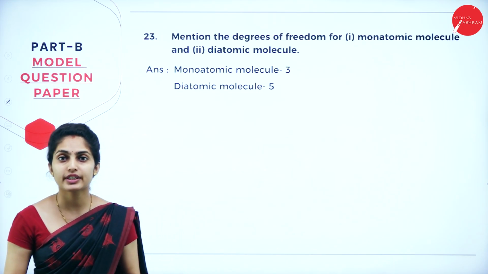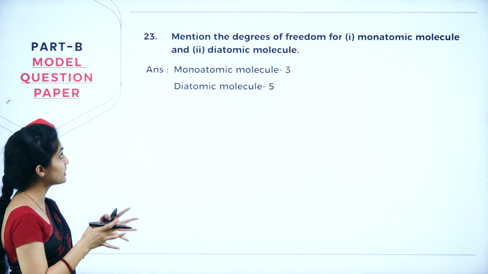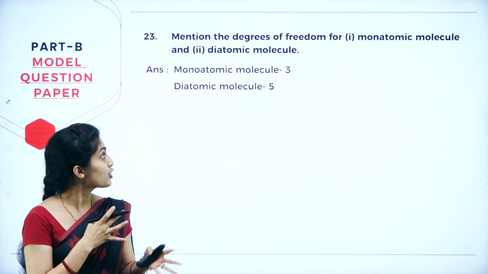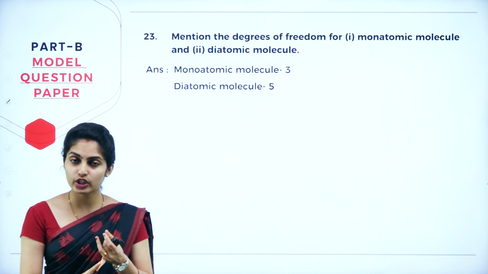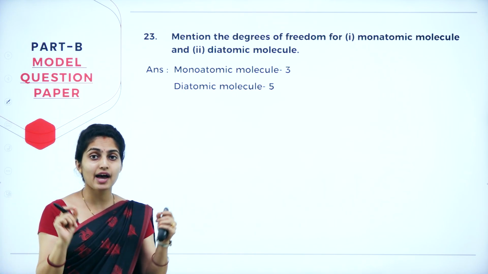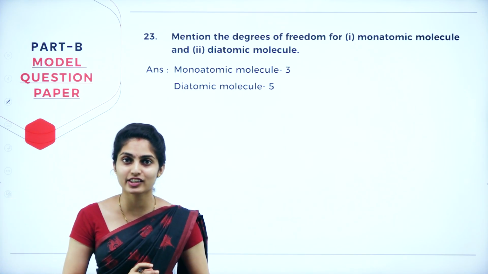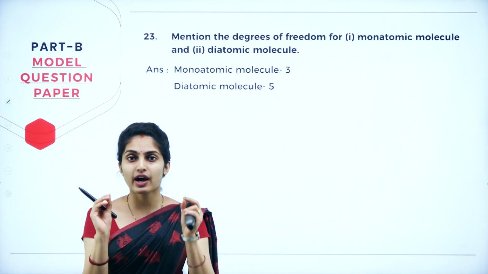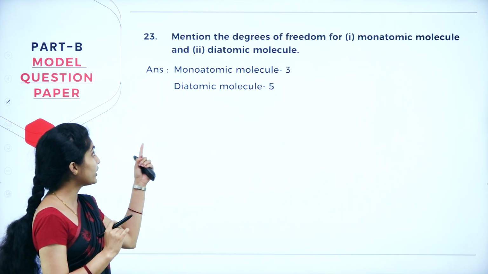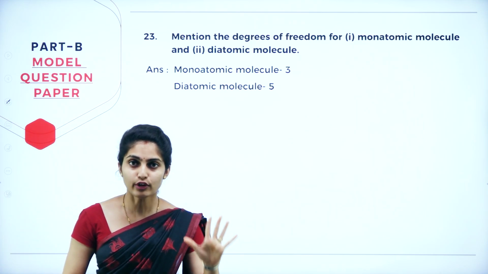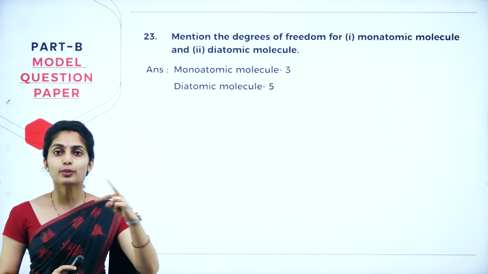Now let us move to the next question, and what does the next question tell? We have to mention degrees of freedom for monoatomic molecules and diatomic molecules. They have asked you just to mention the degrees of freedom and not to derive the complete thing. Okay, you just have to mention it. So for a monoatomic molecule you have 3, for a diatomic molecule you have 5. So these are the 2 points.